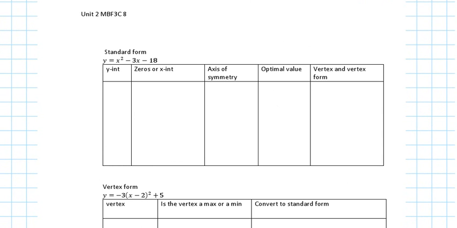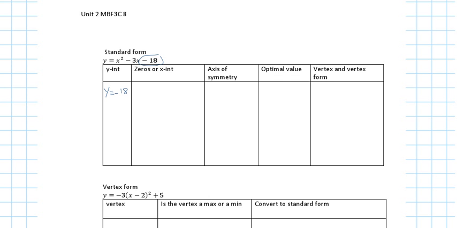What form? Standard. So what can I find from the standard form? The y-intercept is negative 18. It's asked me to find the zeros, so what does that mean? What do I have to do? Put it in factored form.